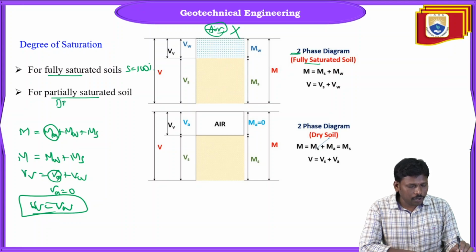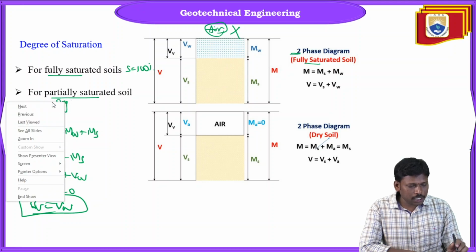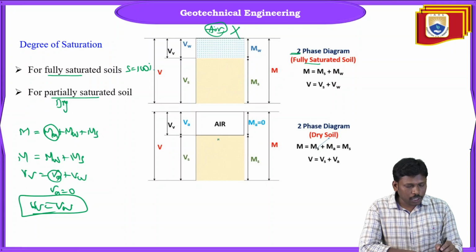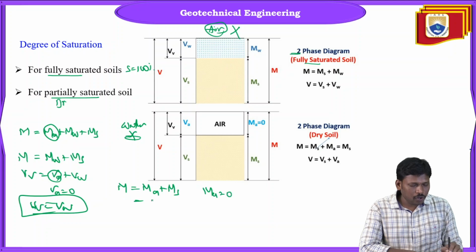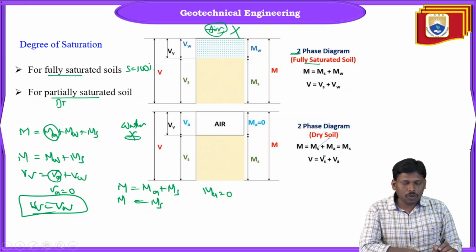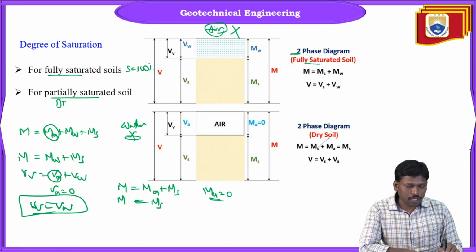The other case, not partially saturated, is completely dry soil. In this case of dry soil, there is no water. In the previous case air was absent, but here the water phase is completely absent. So total mass becomes mass of air plus mass of soil. But as we said, mass of air is considered 0. Then the total mass is equal to mass of soil only.